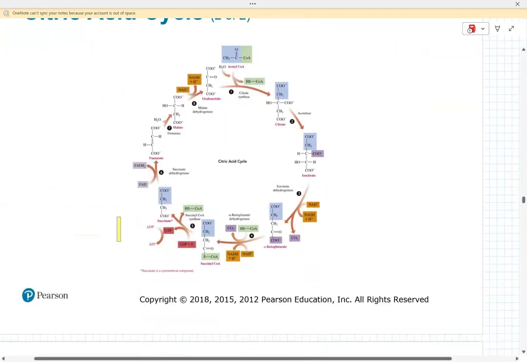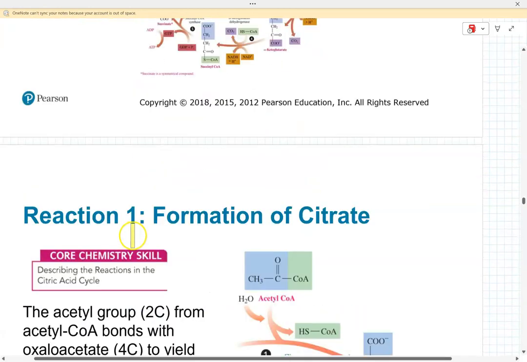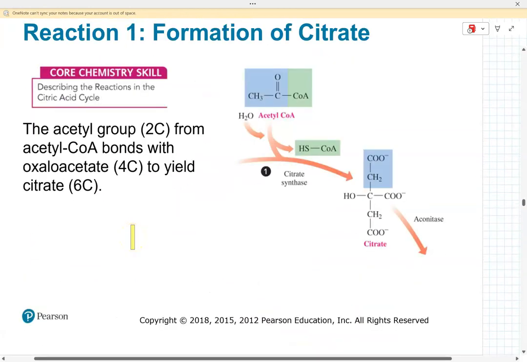I'm not going to spend time on this because we're going to go over each reaction. I could scare you and tell you that you need to memorize each reaction, but that's nonsense. No, I want you to learn conceptually. So let's take a look at the first reaction. All I want you to know right now is the carbon number. Okay, good?